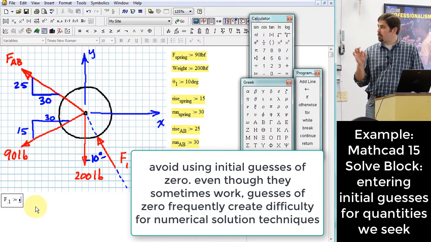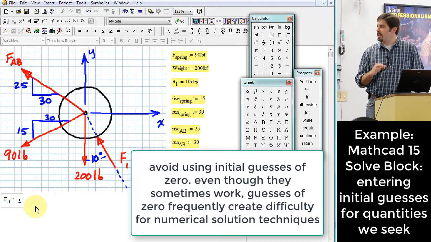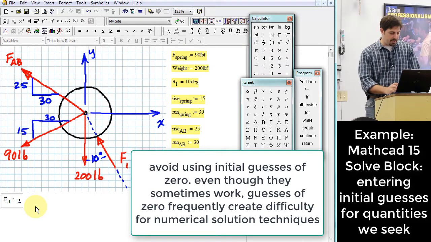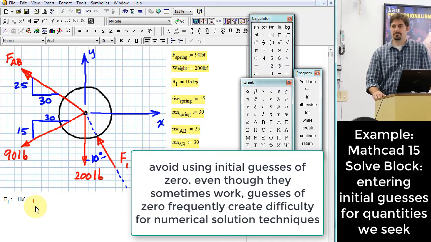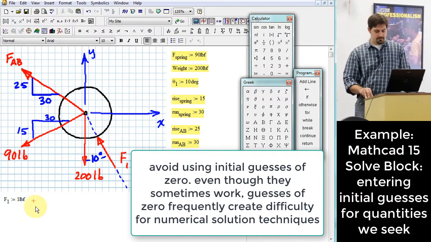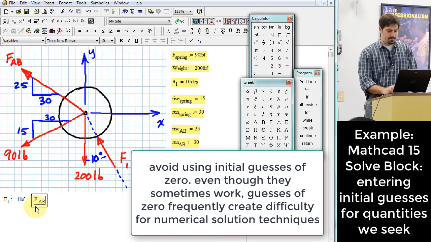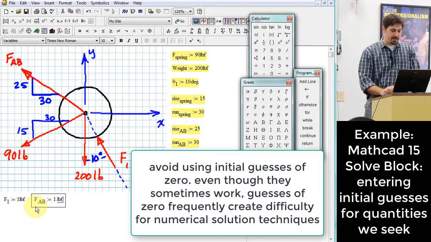Another tip I'll give you at this point, don't use 0. Even though it won't stop you from using 0, the number 0 creates havoc on numerical techniques often. And so it's just a good idea to avoid it if you can. So we are just going to put in here 1 pound. What else are we going to be trying to find here? FAB. And I'm going to put in 1 pound for that as well.